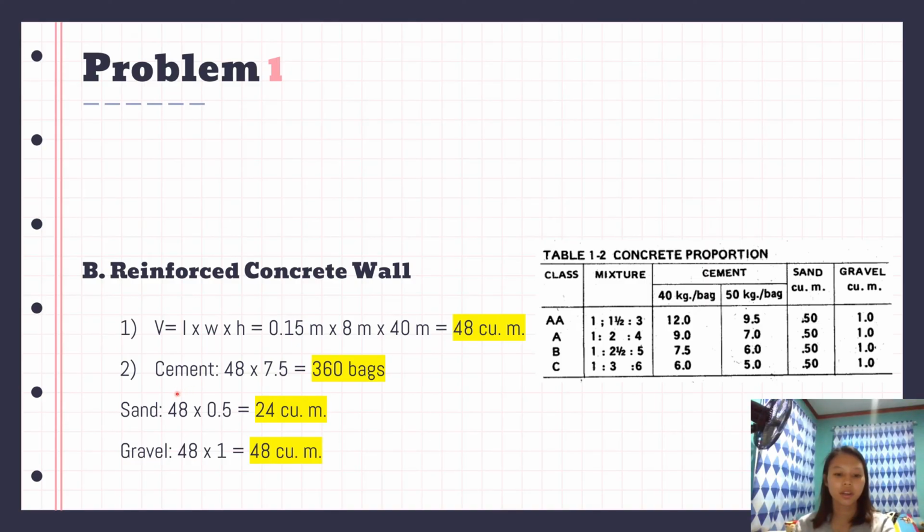And solving for the cement, we use Table 1-2, which is the concrete proportion, using Class B concrete. For cement, it is 48 volume times 7.5, which is equal to 360 bags. And for sand, 48 times 0.5 is equal to 24 cubic meters. And for gravel, 48 times 1 is equal to 48 cubic meters.